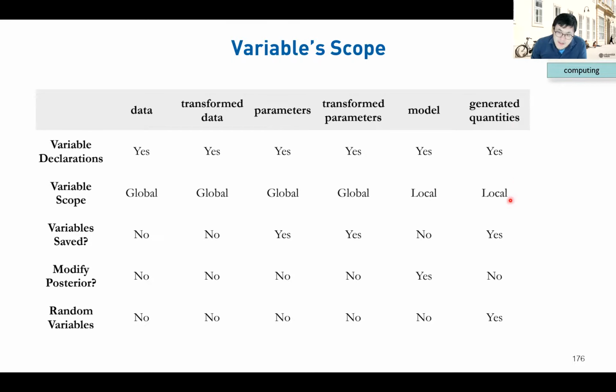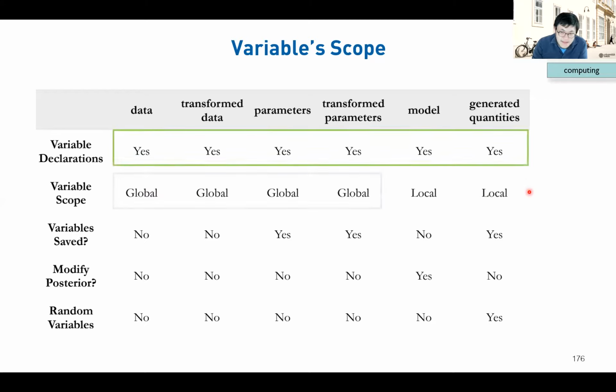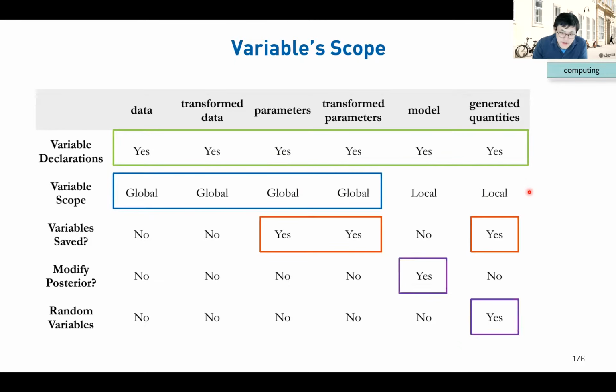And here the generated quantities is the same. This is also local. Okay, this is global and local. This is quite important, I think. And all the others is a little bit too much. I don't want to explain. But this global and local thing, this is quite important. Okay, maybe too much for you. Questions?